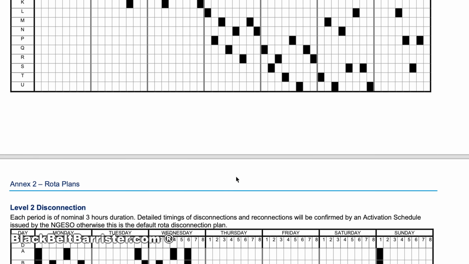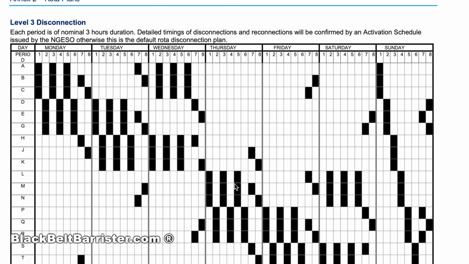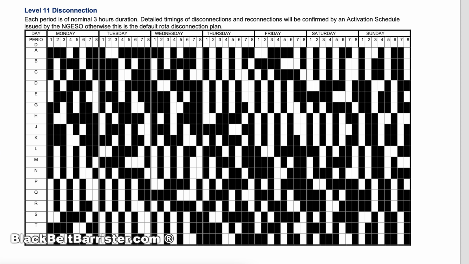Now if we skip through a few, because you can see that this is an increasing level of severity, and pick one of these at random, such as level 11 disconnection, and look at block H, you can quite quickly see there are fewer operating times than there are blackout times. But on each graph you'll be able to determine when your area will be affected. So suffice to say, as the level of disconnection increases, you'll be looking at this timetable not to see when you are disconnected, but to see when you can get access to power.